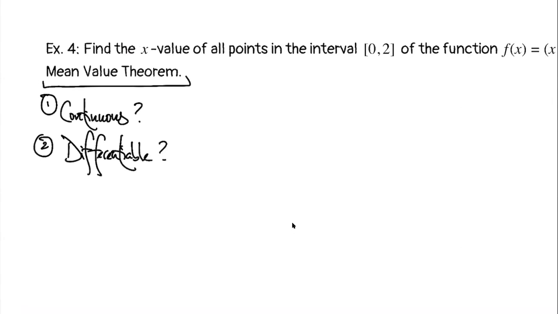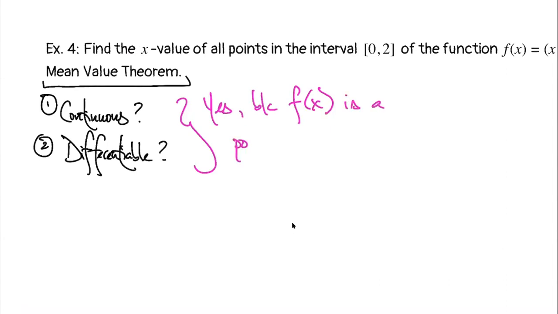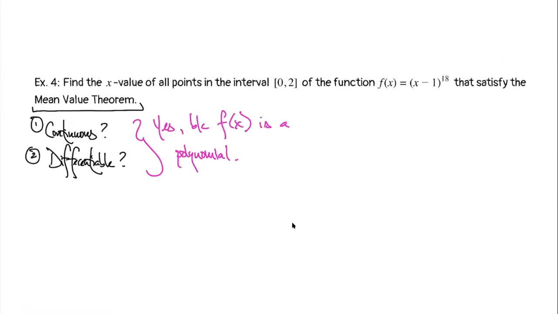All right. Now, I would say this should be a quick yes for both of these. Yes, it is continuous. Yes, it is differentiable. Yes, because f of x is a polynomial. All right, so we can use that for free, that we know f of x is a polynomial, so therefore it is continuous and differentiable everywhere. Okay.